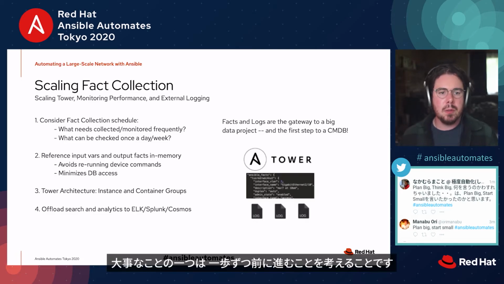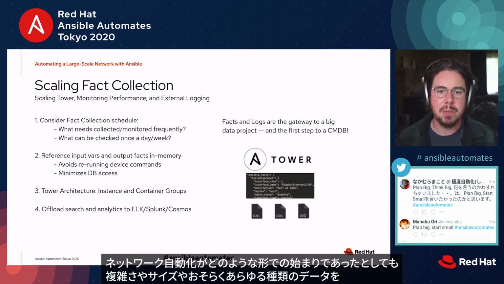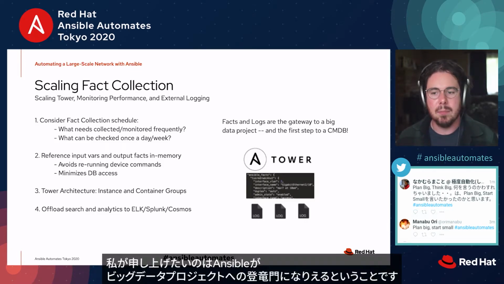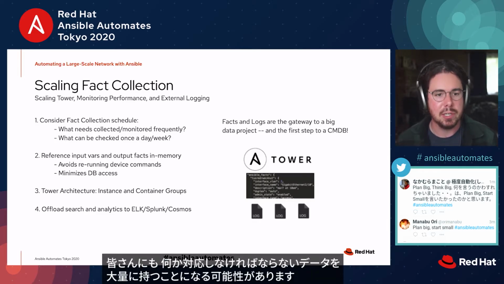So one of the big things to think about going forward, with any start you have to your network automation, you are going to be adding complexity and size and potentially all sorts of data to Ansible, to Tower, to your own CMDBs, whatever that may be. I like to say that Ansible is a gateway to a big data project.